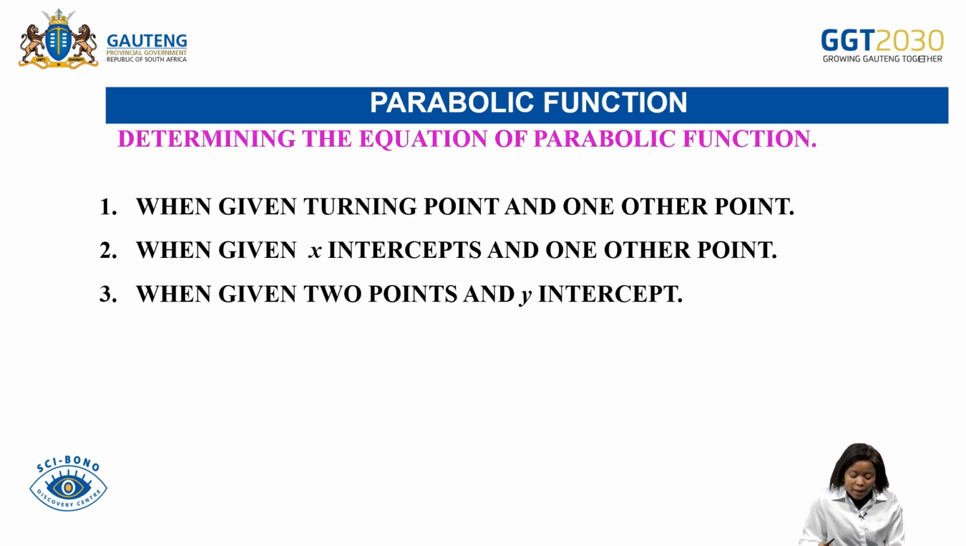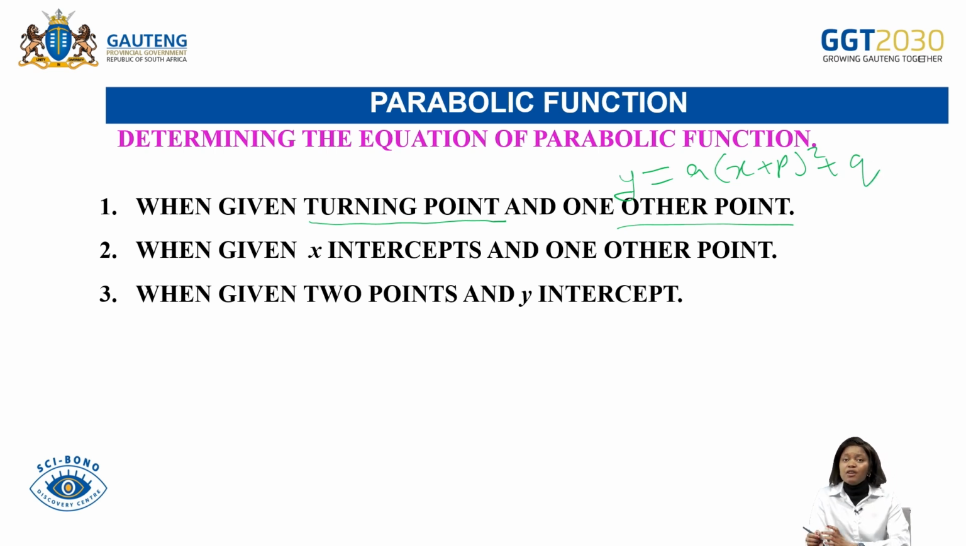Okay, and then how do you determine the equation of a parabola? Okay, so you can be given 3 cases. The first case, you can be given a turning point and one other point. So which equation has a turning point? It's the equation of y is equal to a into x plus p squared plus q, right? So if you are given a turning point and one other point, you are going to use that general equation to find the equation of a parabola.